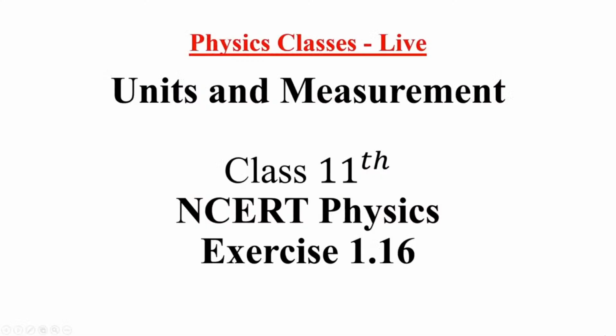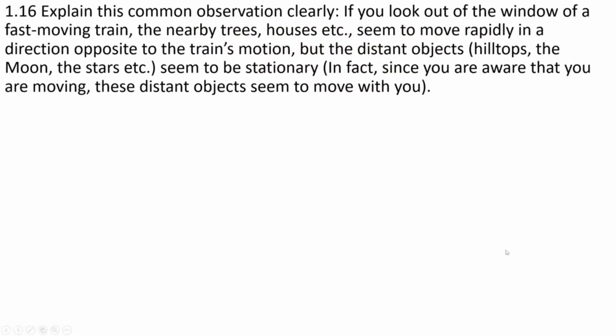Hello everyone, in this video we are discussing exercise 1.15 from class 11th NCERT physics, chapter units and measurement. So moving forward, the question states that explain this common observation clearly. If you look out of the window of a fast moving train, the nearby trees, houses, etc. seem to move rapidly in a direction opposite to the train's motion, but the distant objects, hilltops and moon and star, etc. seem to be stationary.